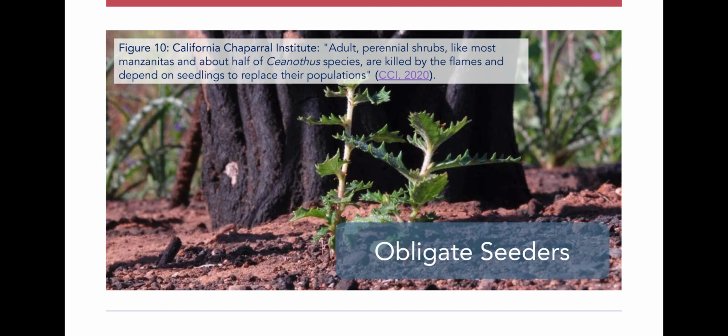Obligate seeders are dependent on the chemicals found in wood-burn materials and or heat for them to germinate. Ceanothus and manzanitas are examples of plants in the chaparral ecosystem that need these conditions and are dependent on these fire cues in order to reproduce and continue the species. In this image, according to CCI, adult perennial shrubs, like most manzanitas and about half of Ceanothus species, are killed by the flames and depend on seedlings to replace their populations.